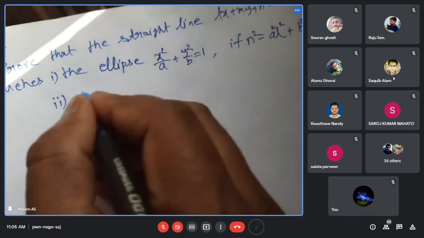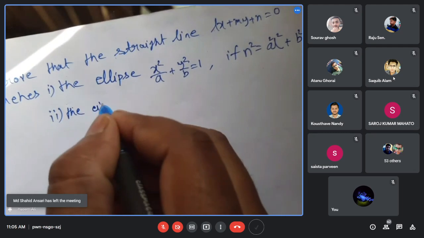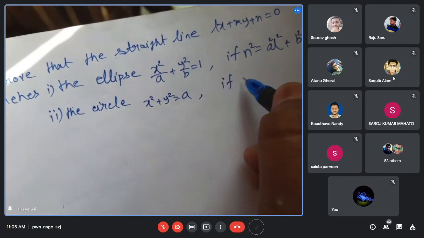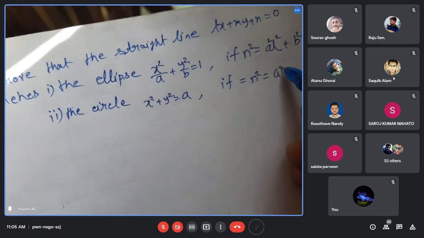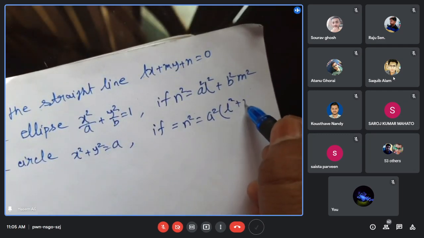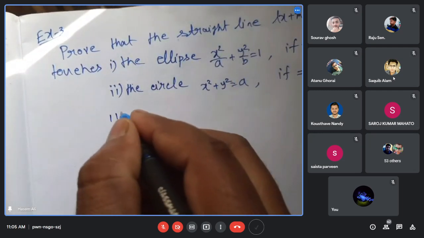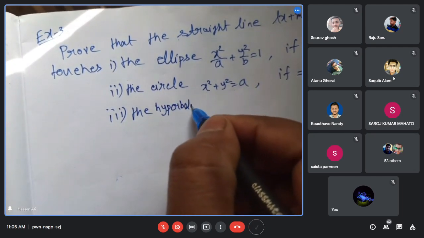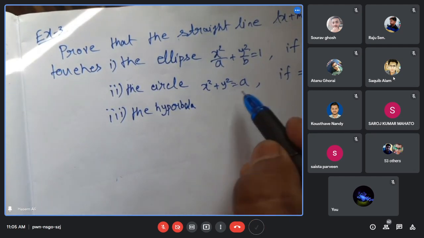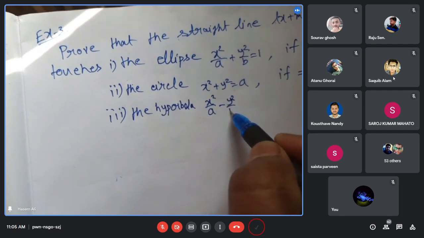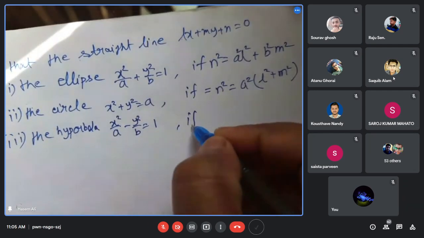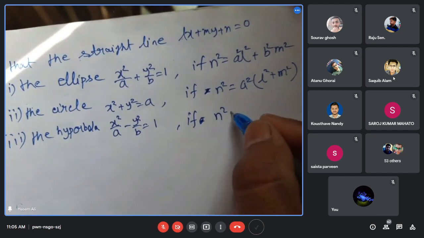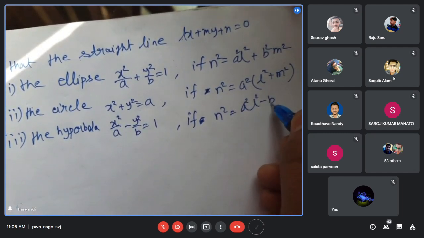That is, the circle x² + y² = a², if n² = a²(L² + m²). Third, touches the hyperbola x²/a² − y²/b² = 1 if n² = a²L² − b²m².